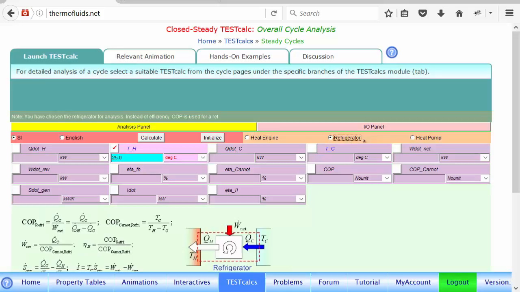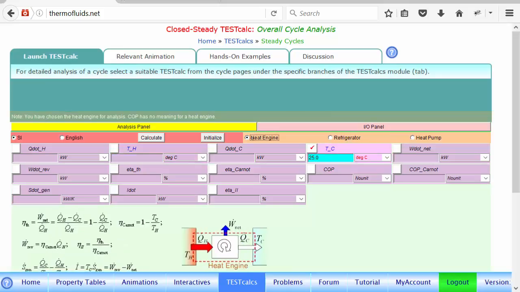If it's a refrigeration problem or a heat pump problem, we select the appropriate radio button. Okay, so what is given in this problem? First, we know Tc is 300 Kelvin, and Th is given. What is Th? 2000 Kelvin. Of course, just from these temperatures we can calculate the Carnot efficiency, 1 minus Tc over Th, very simple.